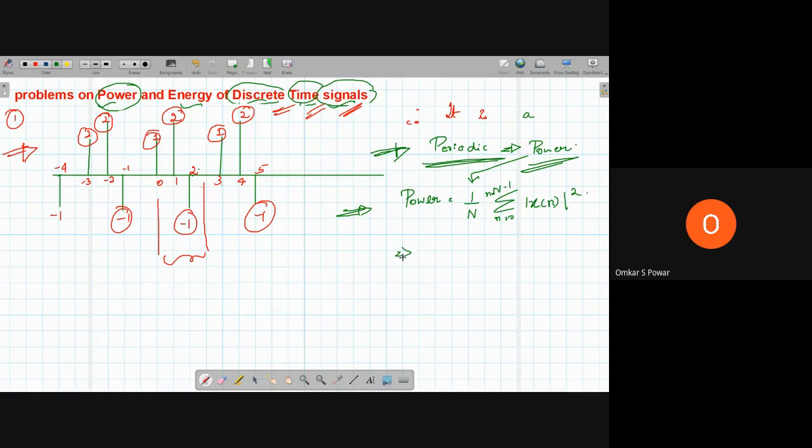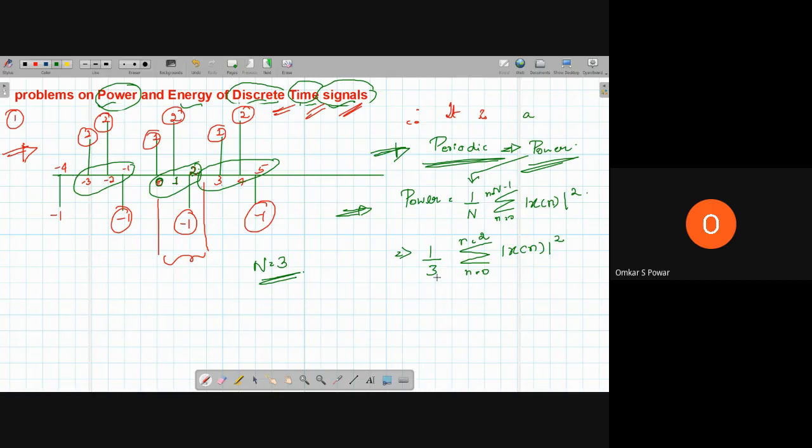So here the value of N will be, for example, it is repeating from 0 to 2, so N is equal to 3. Okay. So 1 by 3 summation n is equal to 0 to N minus 1, so 3 minus 1, which is equal to 2, mod x of n the whole square. So why is this 0 to 2? Here you can observe n is equal to 0 to 2. This set of patterns is repeating everywhere. You can take from 3 to 5, you'll end up with the same answer. Okay. Or from -3 to -1.